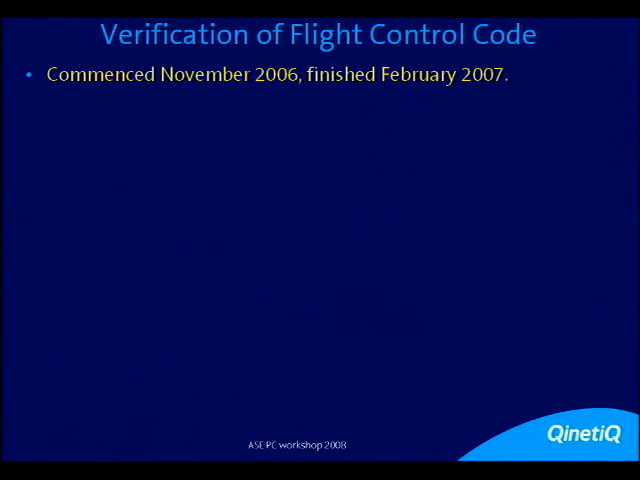So I'm going to give some figures about the sort of scale of verification and what we found. Now, this is rather old data. We have recently done a flight control system again, a new version of it. But this is from February 2007. So it started in November 2006, February 2007. So it's not much in terms of elapsed time.